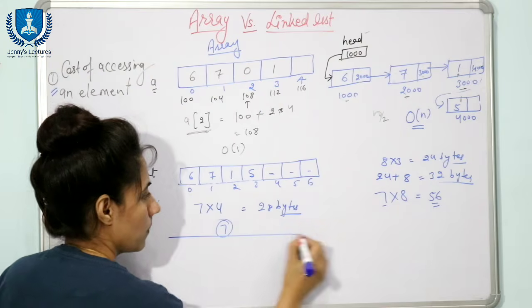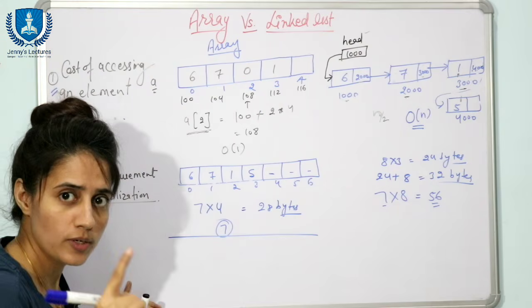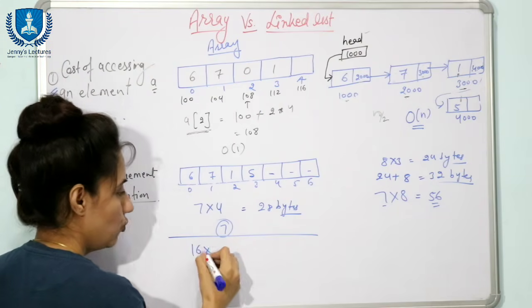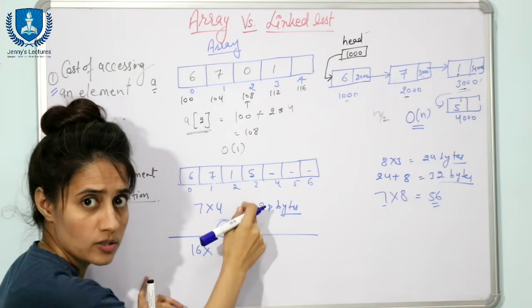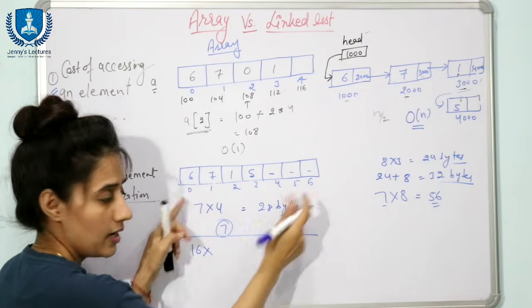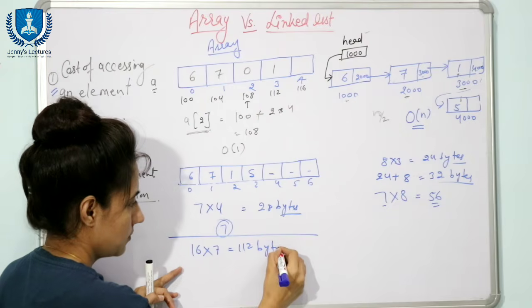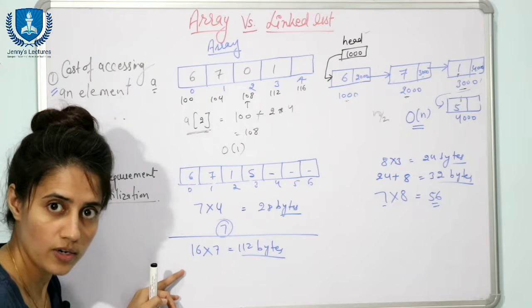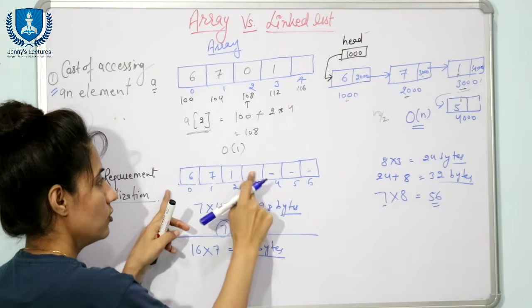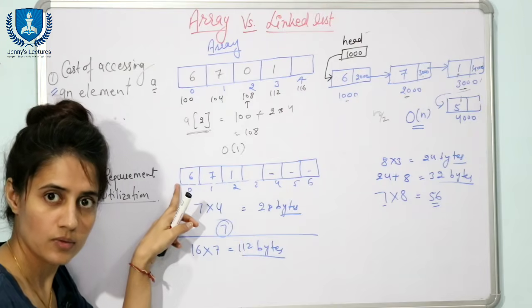So now if 16 bytes is to be taken, then 16 into how much size is to be allocated for this array for 7 elements? 16 into 7, that is 112 bytes, fine, and we are going to store only suppose 3 elements, fine.